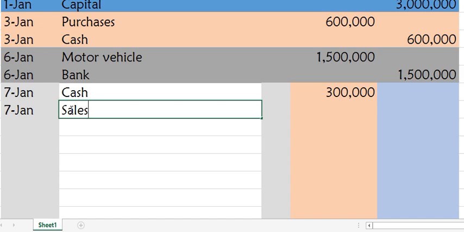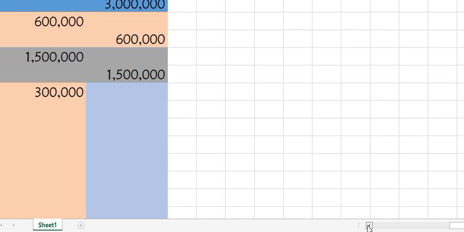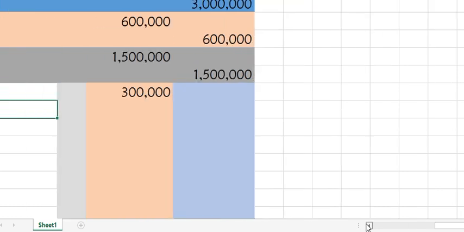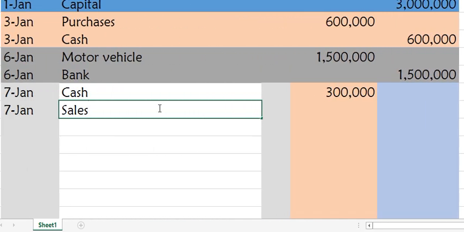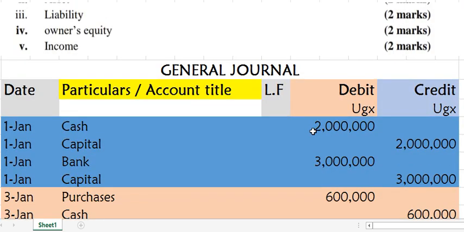Now the sales account, that is an income. Sales, that is an income to the business, and according to the rules of double entry, when the income increases, the income account is to be credited. So in this case, we are going to credit the sales account because sales, that is an income, is increasing because of the goods that were sold by cash, 300,000.